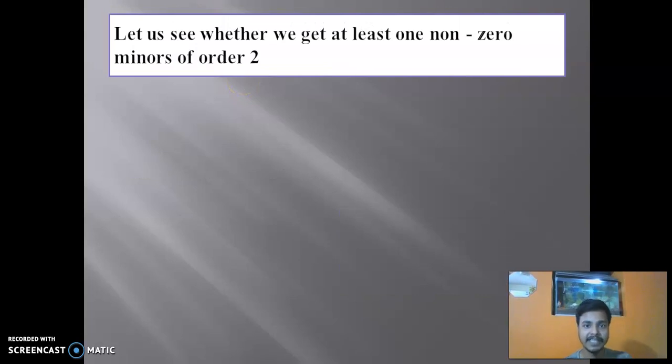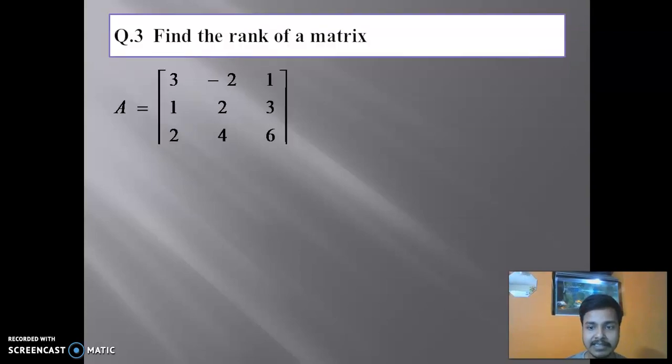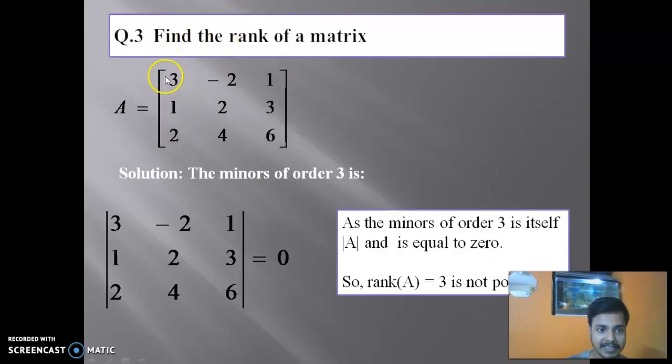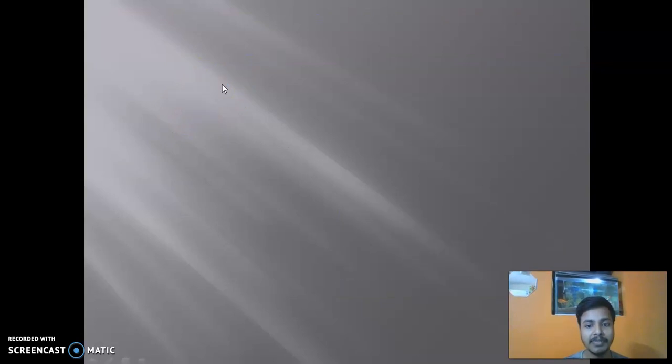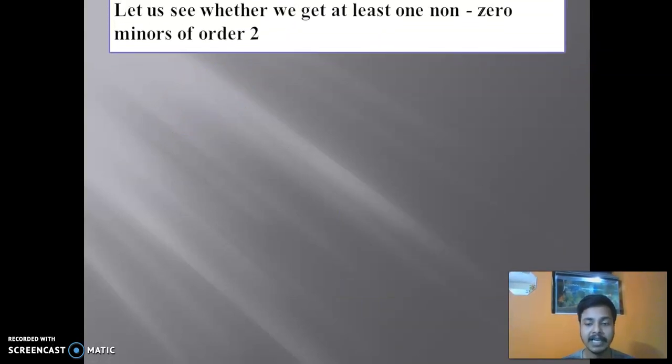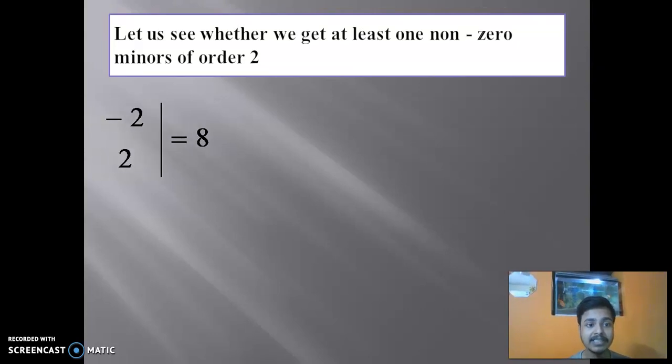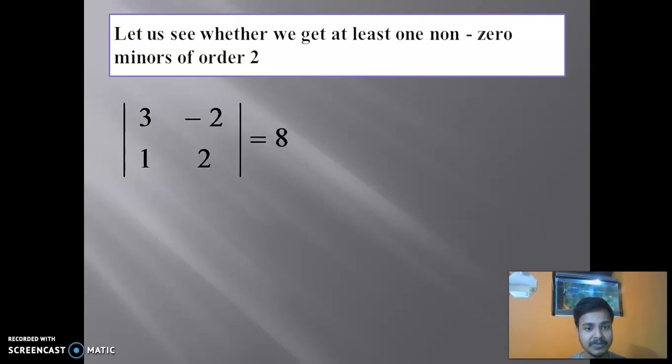Now let us see whether we get at least one non-zero minor of order 2. Back to the last slide. Okay, so this is the matrix. Now see here, if I take this minor of the matrix, 3, 1, minus 2, 2. So what is the minor for this? 3 twos are 6 minus, minus of minus, plus 2. So what are we getting? We are getting at least one minor whose value is non-zero. So we got a non-zero minor.